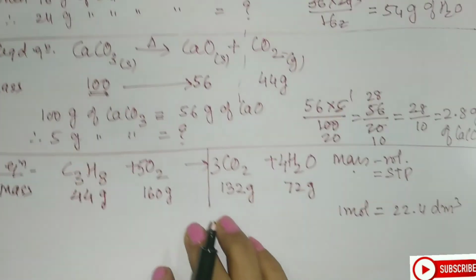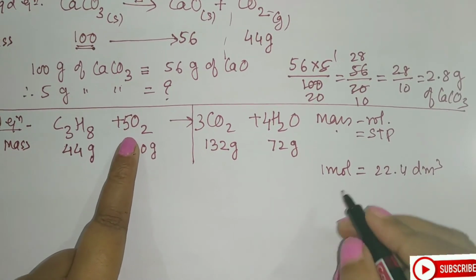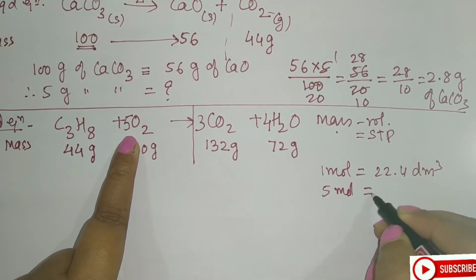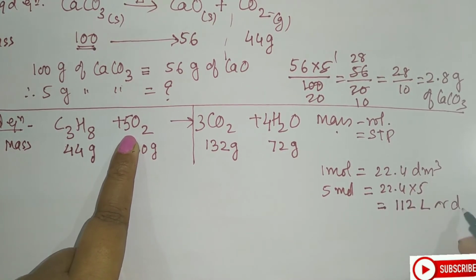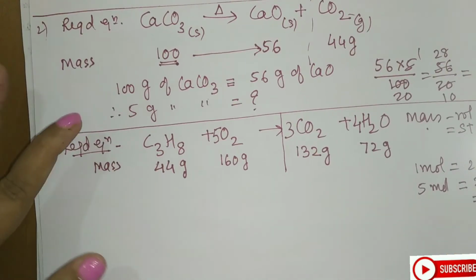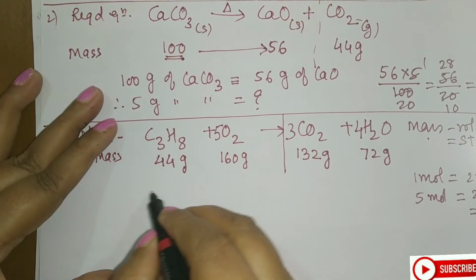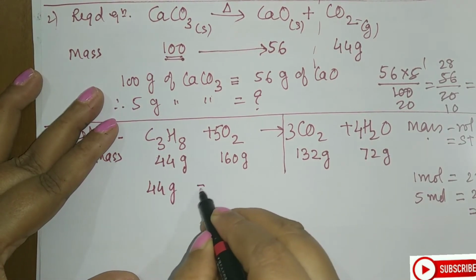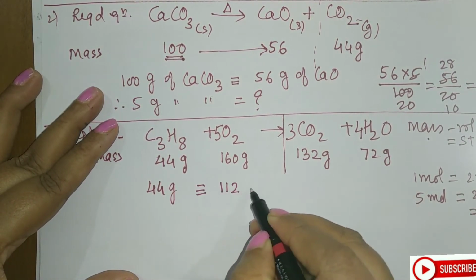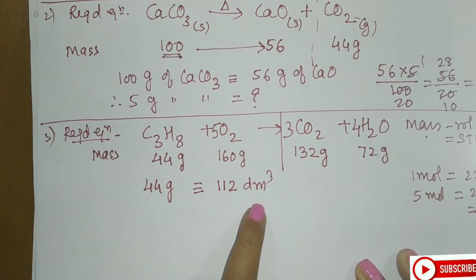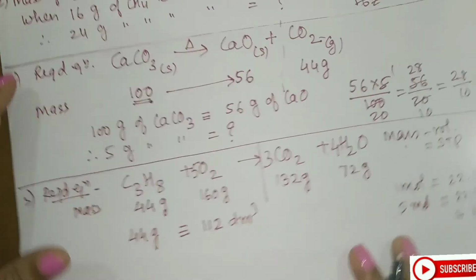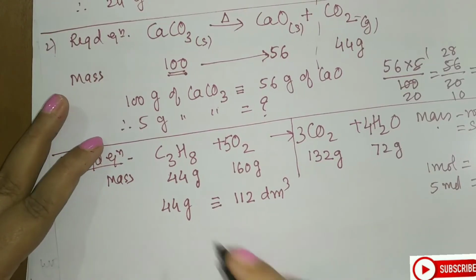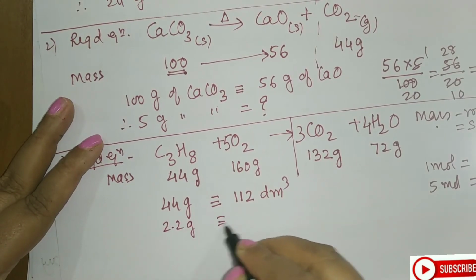So let us use the same concept here. How many moles of oxygen have I used? 5 moles. So for 5 moles here, it will be 22.4 into 5. So this will come to 112 liter or dm cube. Right, students? So 44 gram of propane will require 112 dm cube of oxygen because it is requiring 5 moles. And therefore how much are they asking? 2.2. So for 2.2 gram it will be how much?